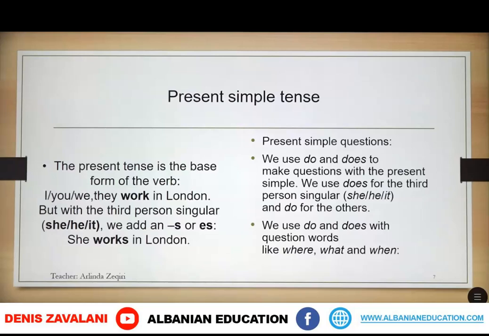When we want to make questions in present simple, we use the auxiliary verbs do and does. We use does for the third person singular, he, she, it, and we use do for the other persons. We use do and does with question words like where, what, and when, so WH questions.